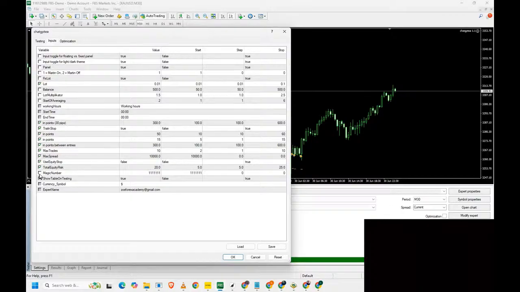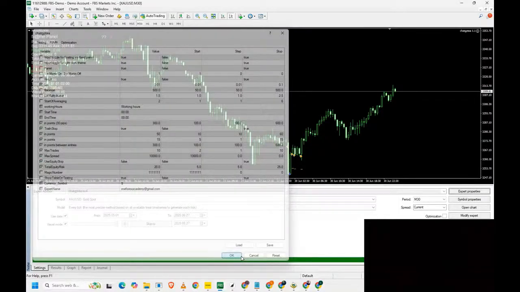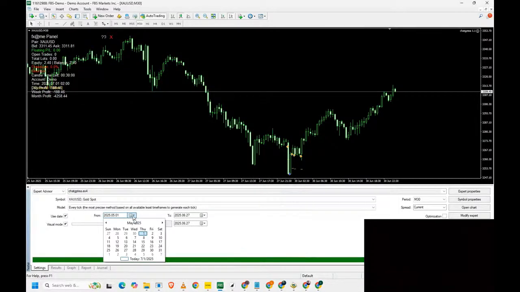Mark straight, magic number, show table and testing true. And what else? A multiplicator. I would not use martingale for this particular trade. I'll just leave it as it is and the rest. So I'll just okay. And what I want to do is I want to test for the month of May. The data I have is not beyond that, particularly for the demo account I'm using. The data will cover from May 1st to today's date.